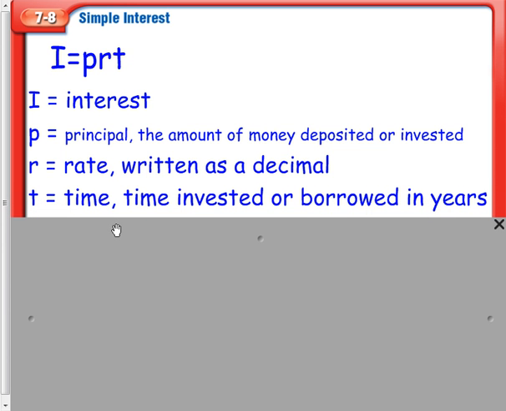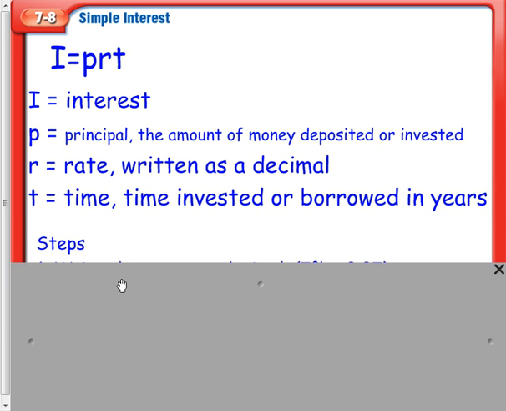T equals time, and time is invested or borrowed in years. It's always critical that you make sure that your T is in years. So sometimes they might say it's 7% per month. Well, per month would be divided by 12. Or if it's for 6 months, it'd be 0.5 or something like that. So you have to make sure that your time is in years.